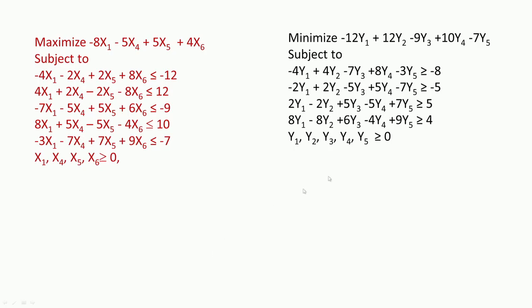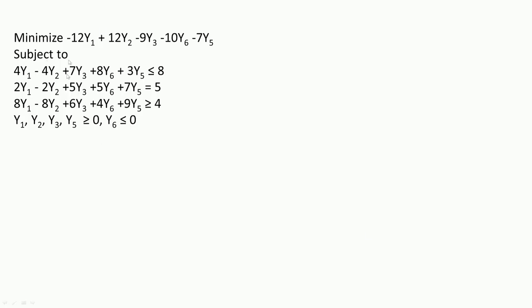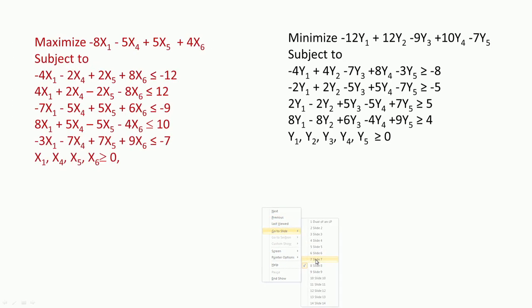Now, this dual has 4 constraints and 5 variables. But if you go back, the original problem had 3 variables and 4 constraints. Therefore, this dual should have 3 constraints and 4 variables. So, we now reduce this dual into a form where it has 3 constraints and 4 variables. We need to do that. Now, let us do that. Here I have written the same problem. So, this is what we have as the dual.